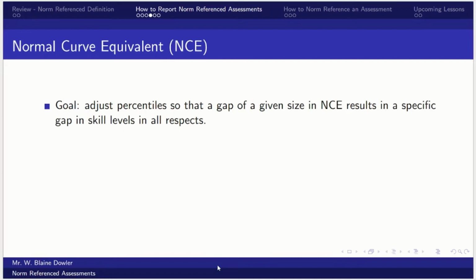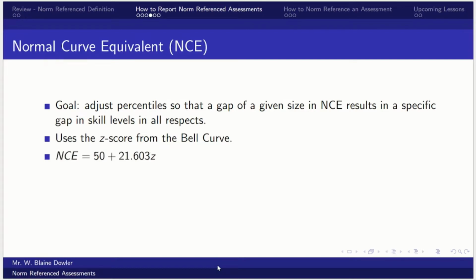Normal curve equivalent was created to adjust those percentiles, so that a gap of a given size in the normal curve equivalent results in a specific gap in skill levels in all respects. So that jump from 59 to 70 would be represented in the normal curve equivalent. So it's based on the Z-score from the bell curve. You can pull that from statistics, but it's essentially a measure of how far from average you are. And that distance from average is standardized according to the bell curve you're on, according to how much spread there is in the data.